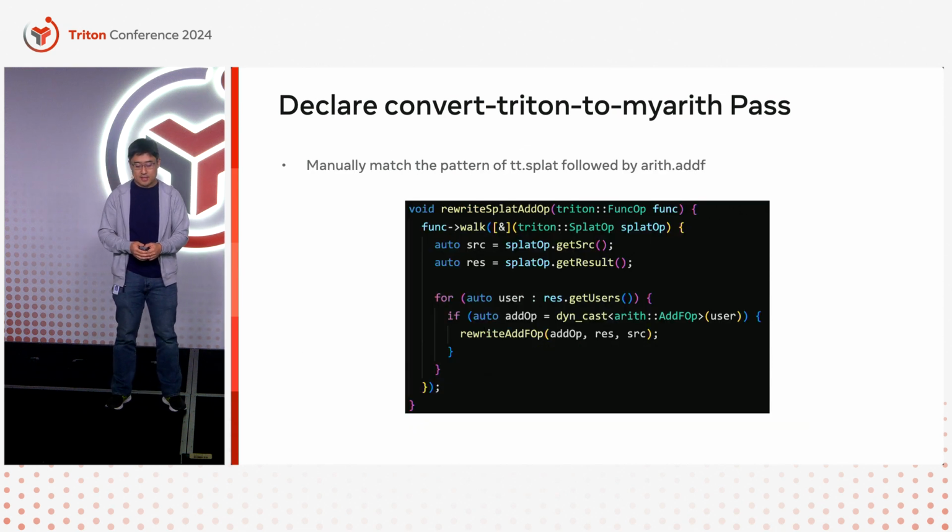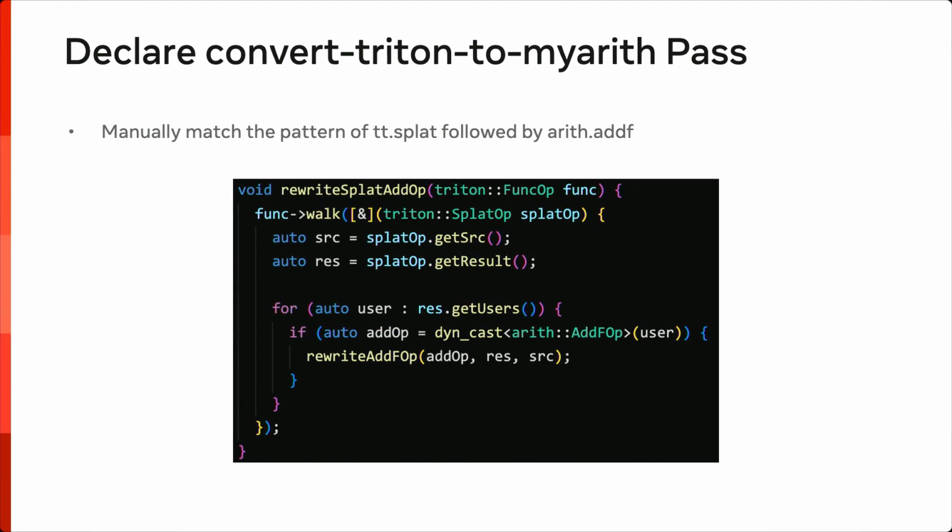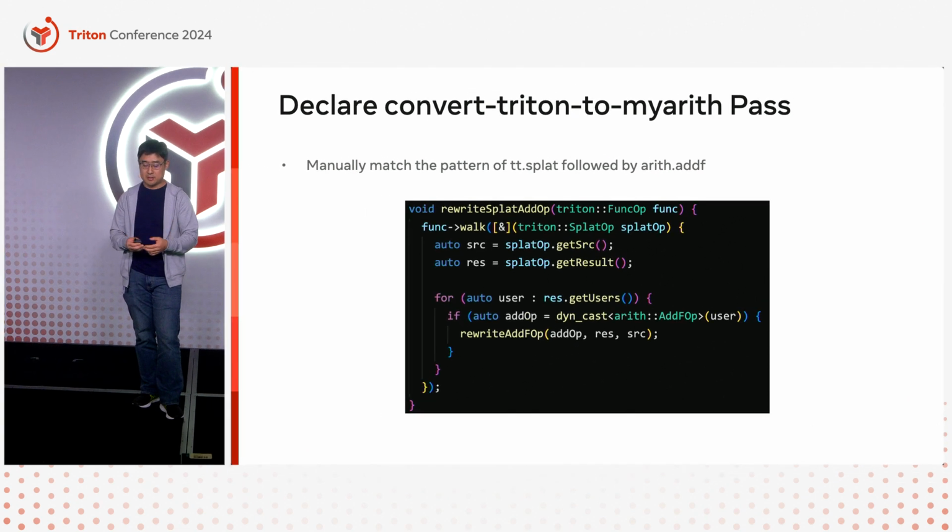Inside this rewriteSplatAddOp function, we're again walking the IR structure. This time, we actually want to pattern match the splat op, and that's what this lambda defines. You will notice that in the for loop, we're iterating over the users of the result of splat. That showcases, in MLIR, how easy it is to traverse the def-use relationship. For each user, we check if it's an arith.addf operation, and if we find a match, we know we found the pattern that we're looking for, and we can go ahead and rewrite this operation.